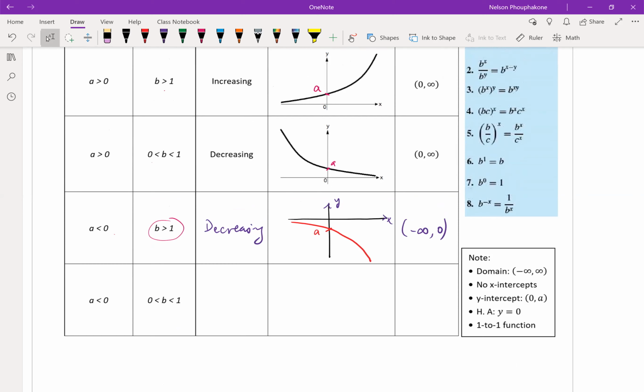Okay, now let's try this. For b between 0 and 1, that means we are going to work with this graph right here. But again, a is negative. This is x, this is y, this is 0 right here. So again, we have a reflection about the x-axis. That means the graph is increasing, right? Again, remember this, the y-intercept is a.